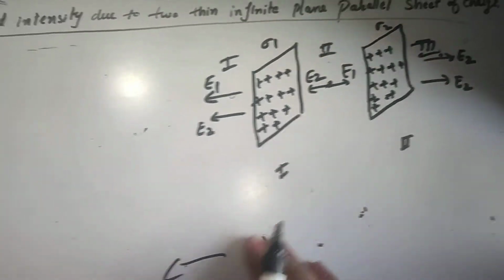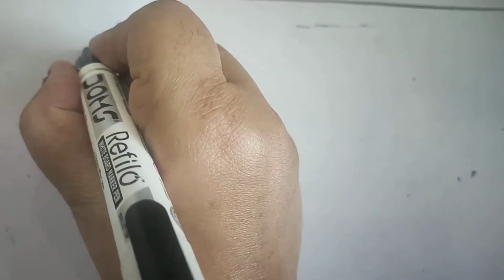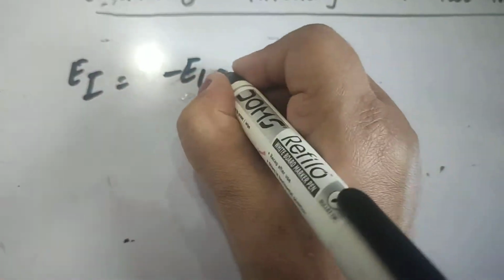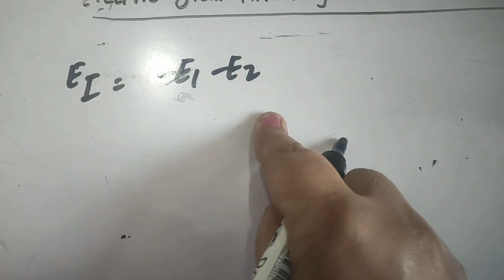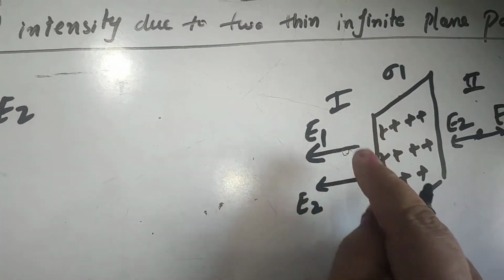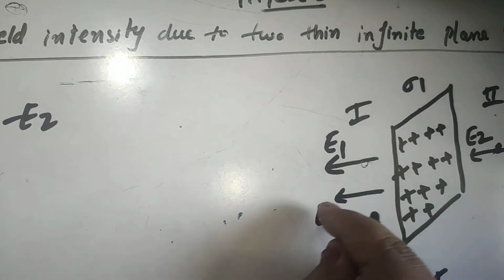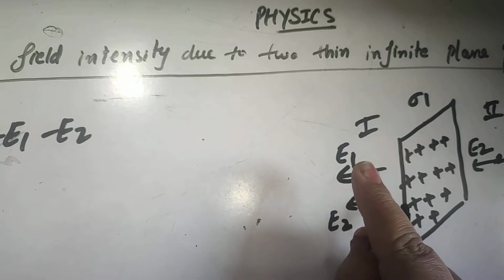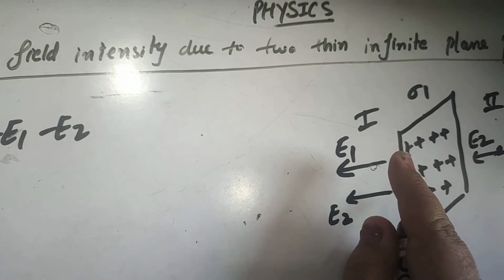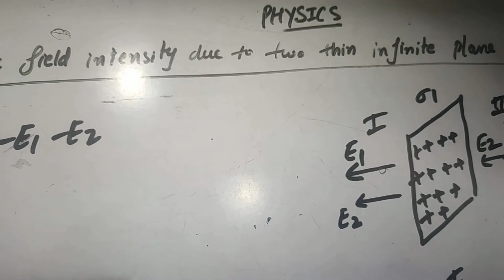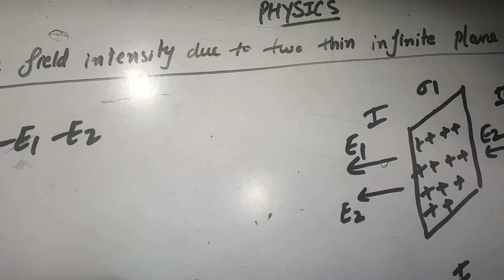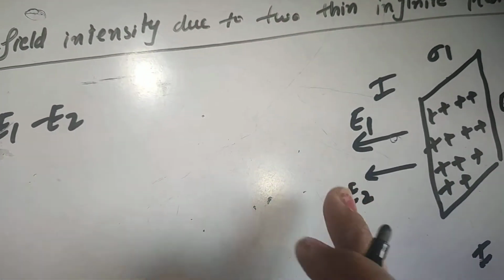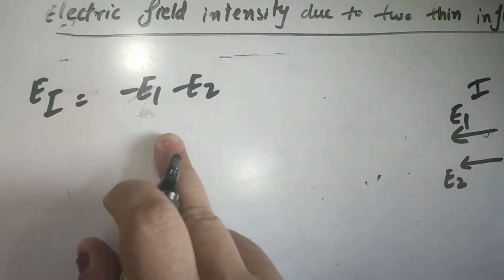Now to find the field intensity for the first region, E in region 1 is given by minus E1 minus E2. Why minus E1 minus E2? You can see here in region 1 both field intensities are directed along the negative x direction, and according to the sign convention, every quantity along the negative x direction is taken to be negative. So E1 and E2 both are taken to be negative, minus E1 and minus E2.